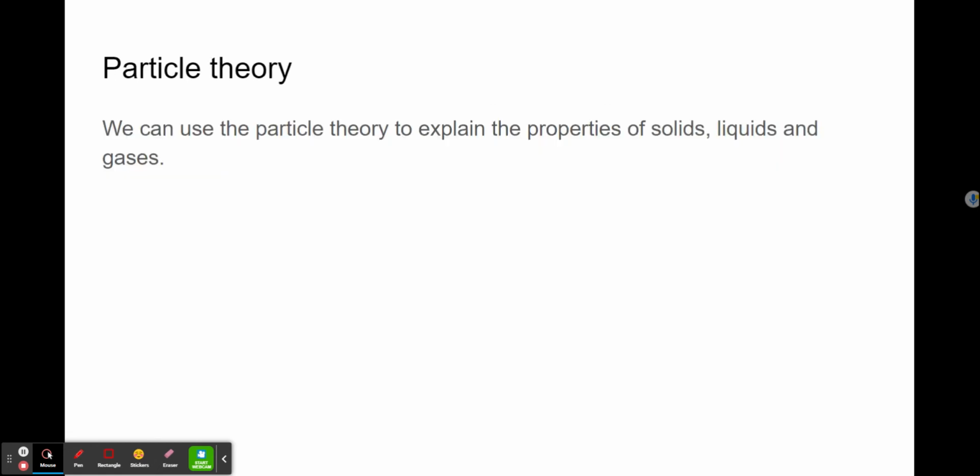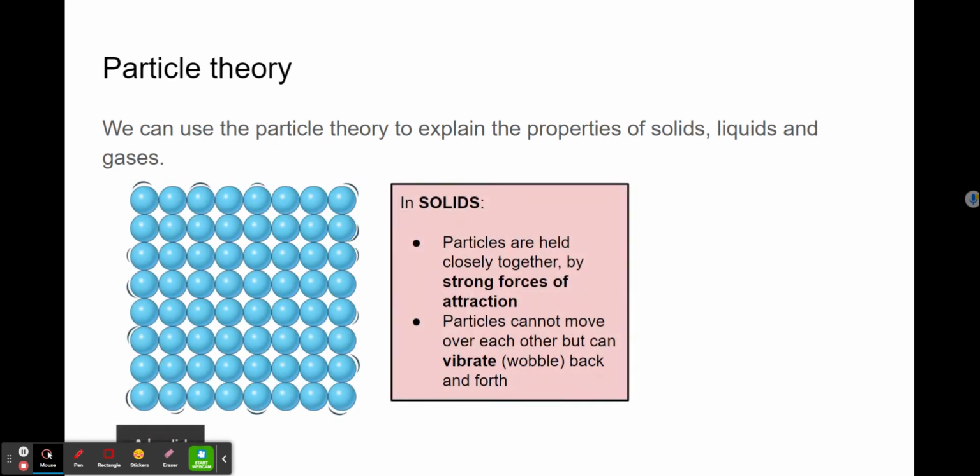So we need to think about why they have these properties. We can use the particle theory to explain the properties of the solids, liquids, and gases. So we're going to start by thinking about solids. If we could draw a diagram of a solid and the particles in a solid, this is what it would look like. The particles are all very close together.